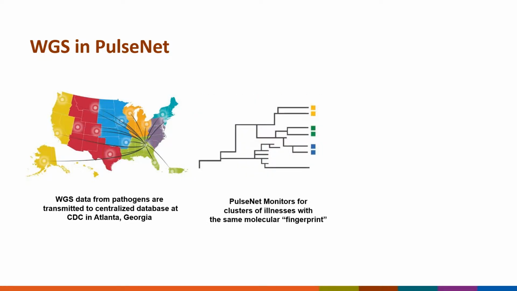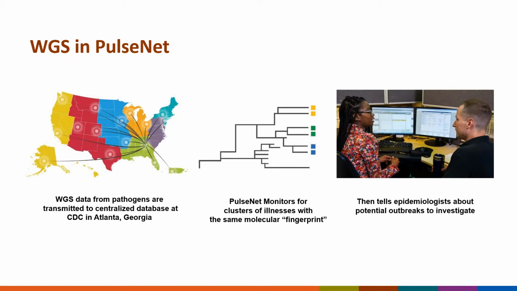PulseNet then goes in and monitors for clusters of illness with that same molecular fingerprint. And once we identify those illness clusters or potential outbreaks, we then work with our epidemiologists to investigate the source of the potential outbreak. Next slide, please.